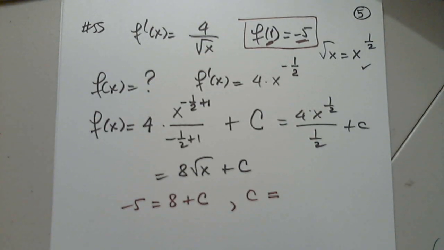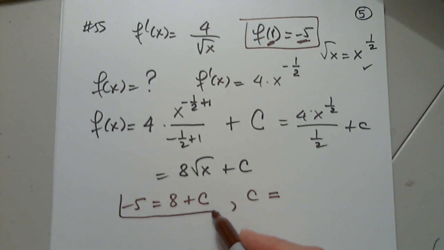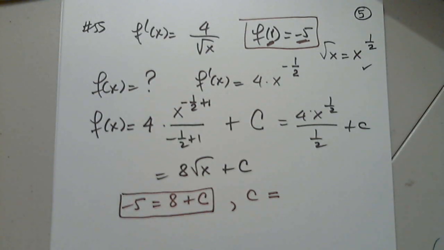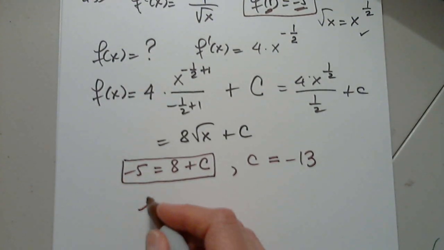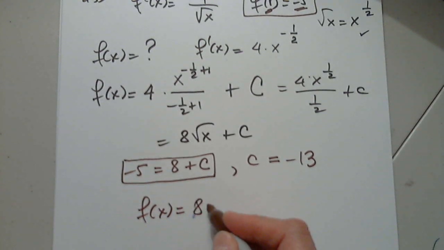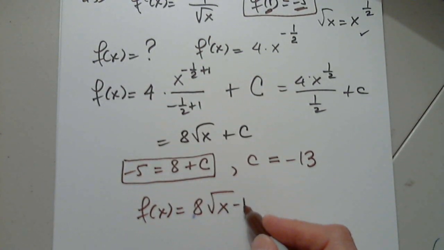C equals, simple algebra, C equals -13. Thank you so much. So then our function is unique. 8 square root of x minus 13.